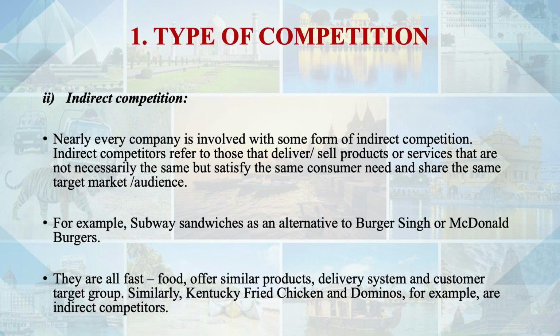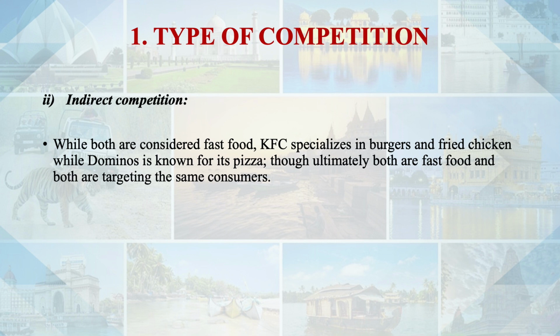Similarly, KFC or Kentucky Fried Chicken and Domino's, for example, are indirect competitors. While both are considered fast food, KFC specializes in burgers and fried chicken, while Domino's is known for its pizza. Ultimately, both of them are fast food and both are targeting the same consumer.